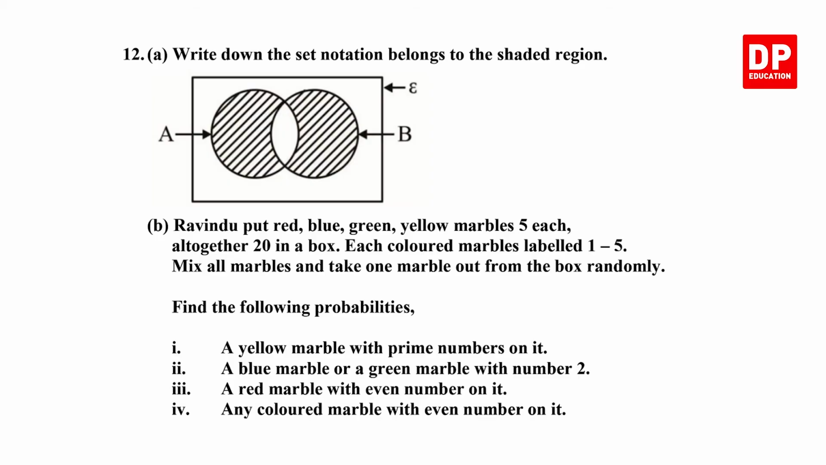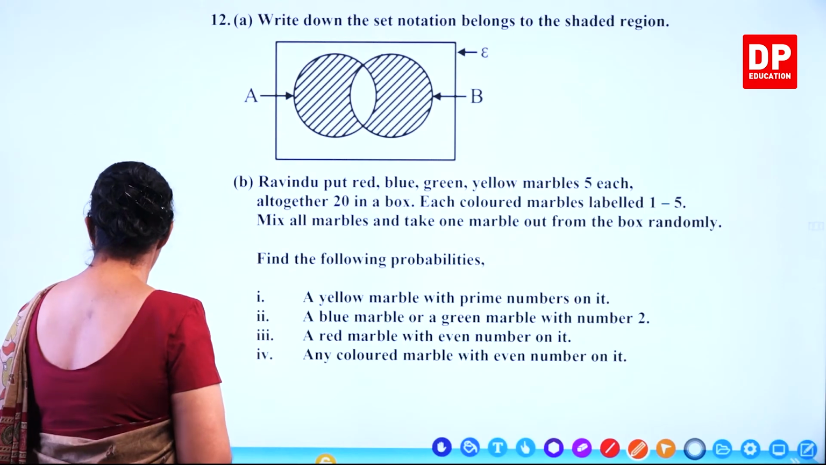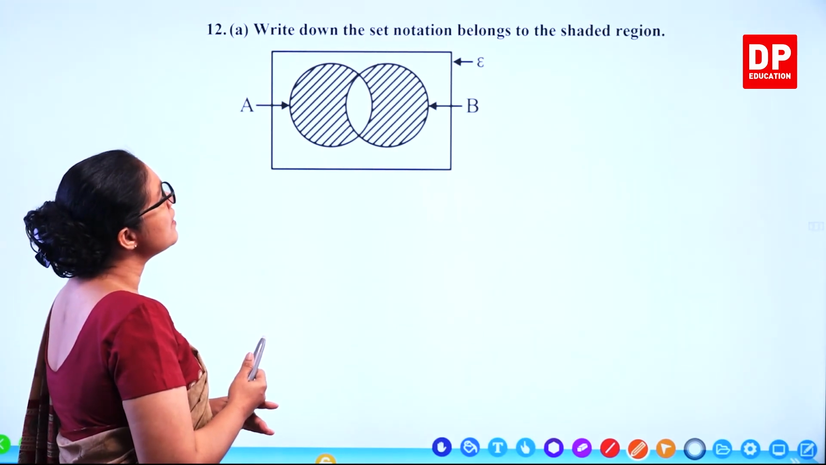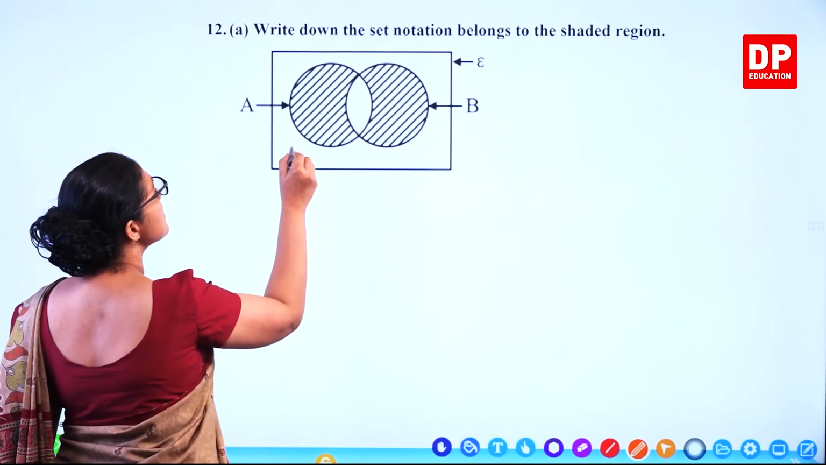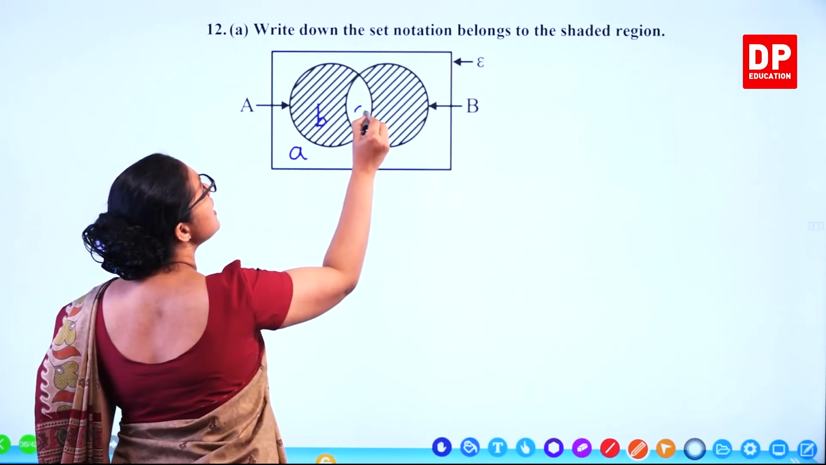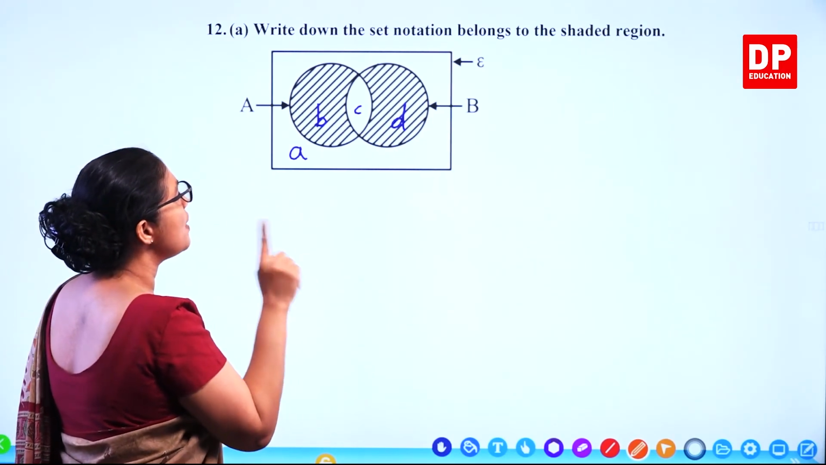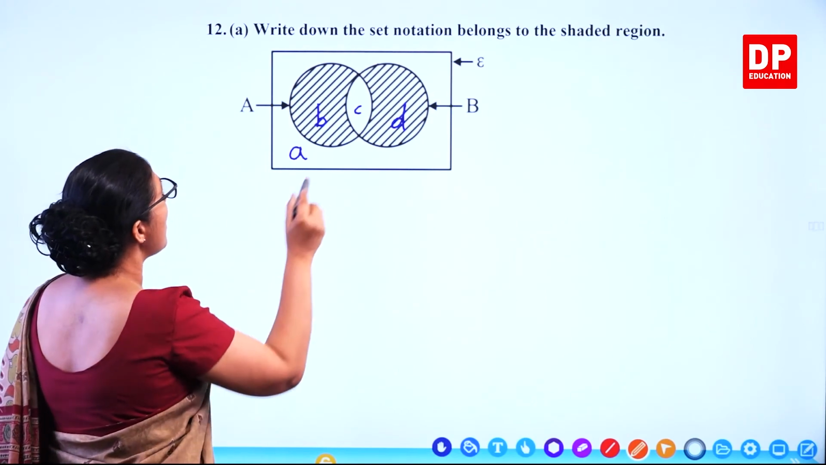Let's take the last question. Write down the set notation belonging to the shaded region, and then you have to find out the probabilities. So we can do it separately. All these are probability and Venn diagram questions. Write down the set notation belonging to the shaded region. So we can put letters A, B, C, D. Now we need B and D. Those are the two shaded parts. So we can find out.